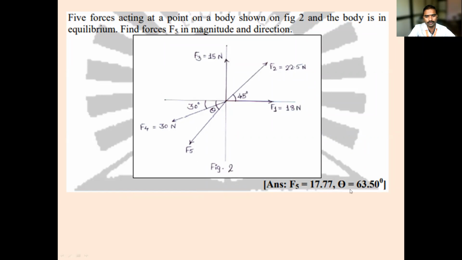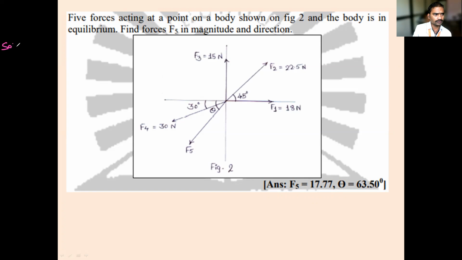How to find out F5 and theta? Yes, can anybody tell me? Equilibrium conditions. See, 5 forces acting at a point on a body in figure 2. The body is in equilibrium. Find the force F5 in magnitude and direction. So how to find out its magnitude and direction? You have to apply the equilibrium conditions. What are the equilibrium conditions?